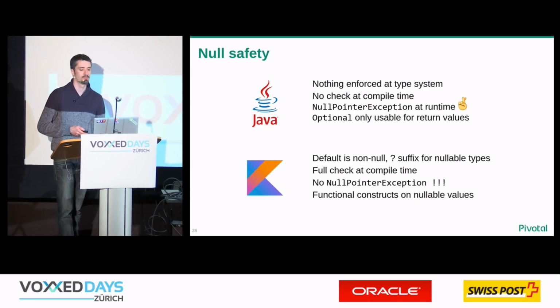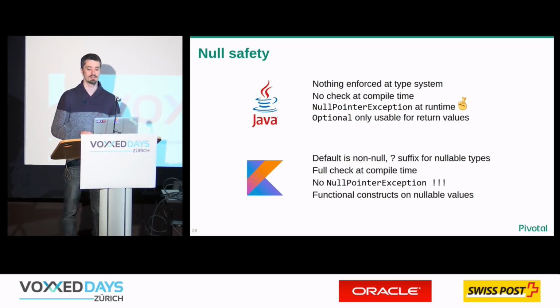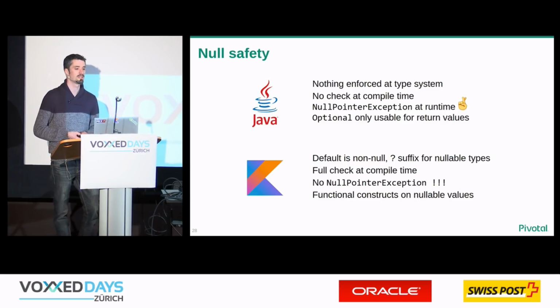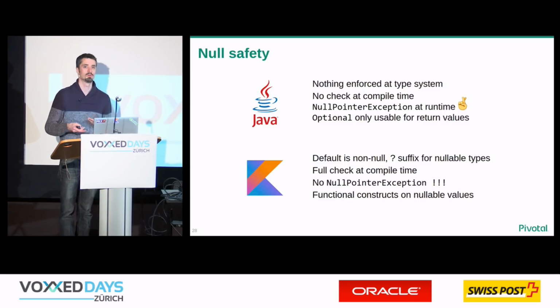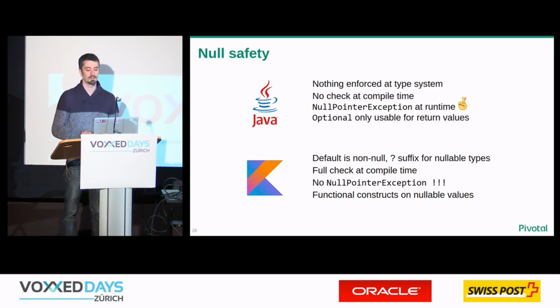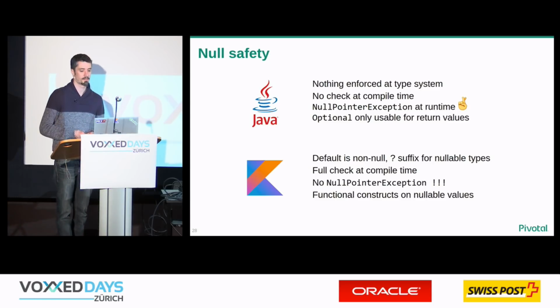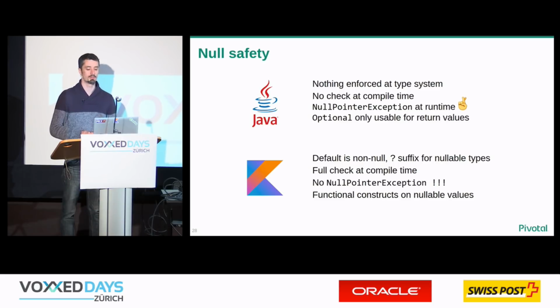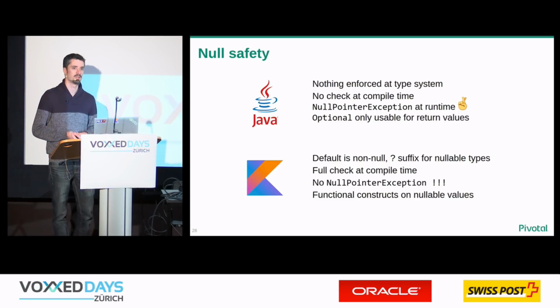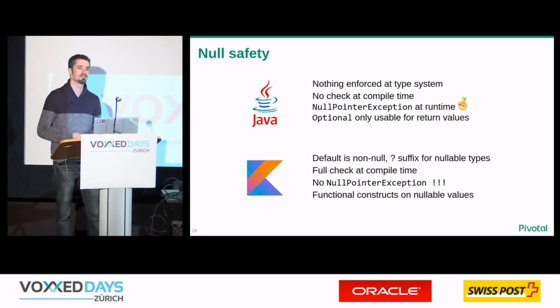Another very useful feature of Kotlin is null safety. In Java, nothing is enforced at type system. So null safety is a kind of dynamic aspect of Java, since we don't specify it in our API. There is no check at compile time, but there is null pointer exception at runtime when we forget to do some tests. And we can use optional, but optional is not usable everywhere, mainly usable for return values. It has performance impact if you use it for the internal implementation of your classes. It's not a good fit with parameters, so optional is not a universal answer.